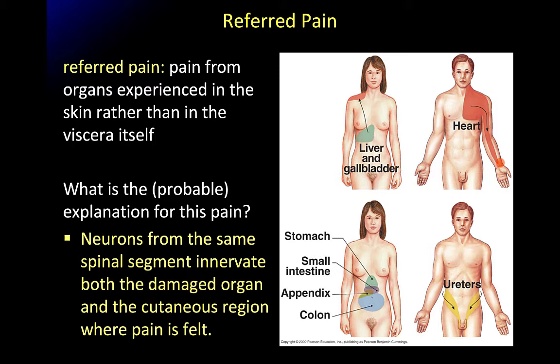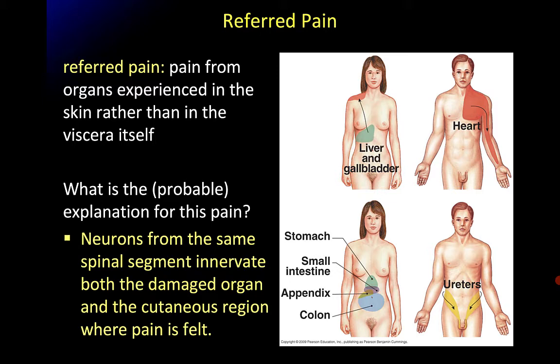Question we might have about this is, why would we see these kinds of patterns? Why, for example, might we get appendix pain relatively close to the center of the body rather than over where the appendix is located? And the thought is that neurons from the same spinal segment are going to be basically associated with each of the damaged organ and the cutaneous area where stuff is felt. If we remember back to when we learned about the spinal cord, we know that sensory neurons are going to travel on the spinal nerve, then on the posterior root with their cell bodies in that posterior root ganglion, and they're going to enter the posterior horn of that spinal cord.